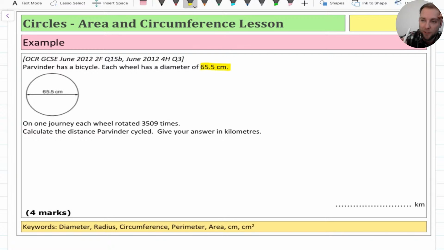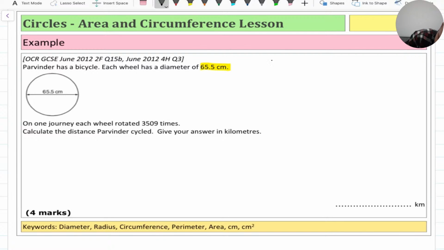3,509. However, it doesn't matter that there's two wheels on a bike. It's only turning around like this, okay? Just because you turn twice doesn't mean you're going twice the distance. They're turning simultaneously. So you're right. What we need to do here is find out what the circumference is first of all.